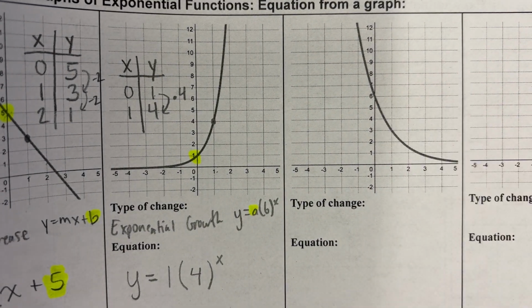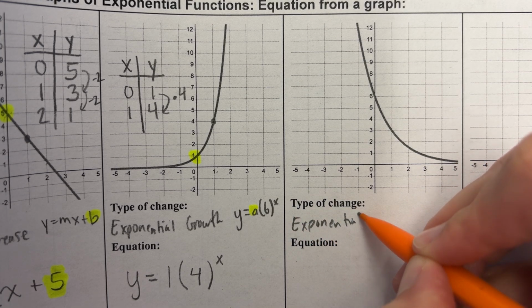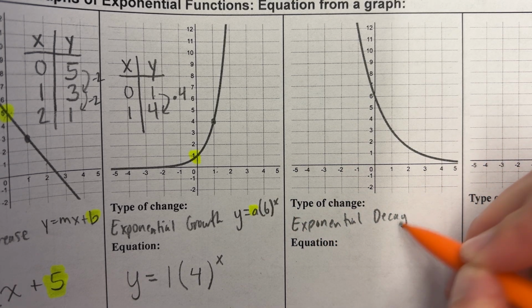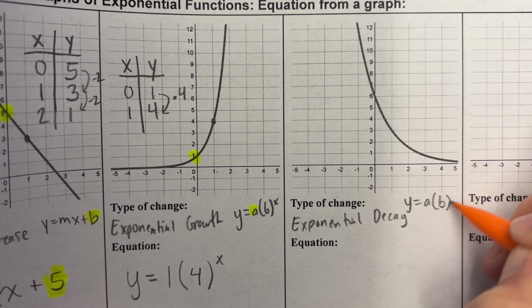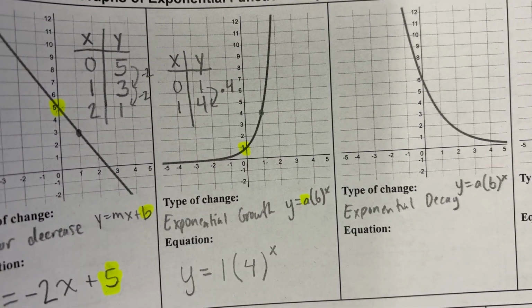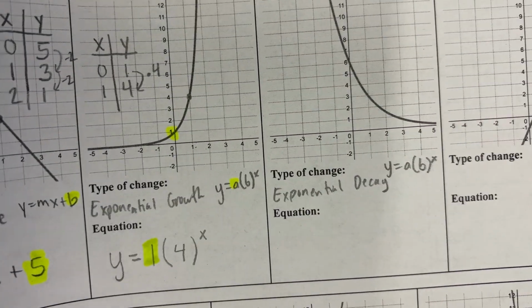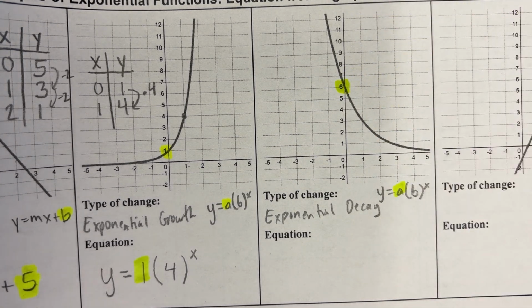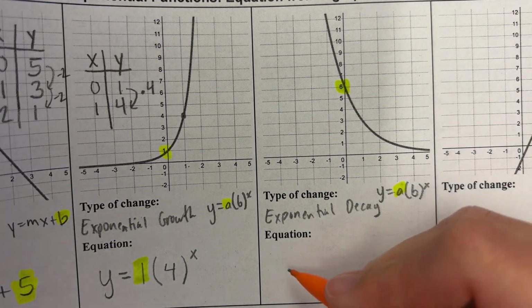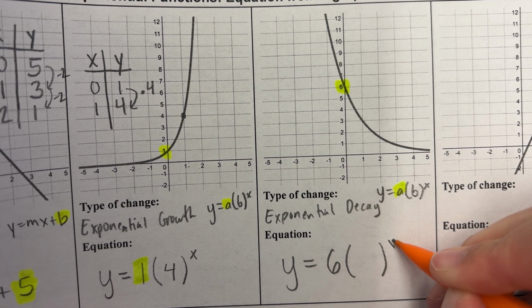I look at this curve, I know right away this is exponential decay. I know my equation is going to look just the same as the exponential growth. Okay, look, I'm going to come back here. Let me hit this y-intercept with my highlighter. I'm going to look for my y-intercept again. Here I notice my y-intercept is the number 6. So let's go ahead and write y equals 6 times my change to the power of x.